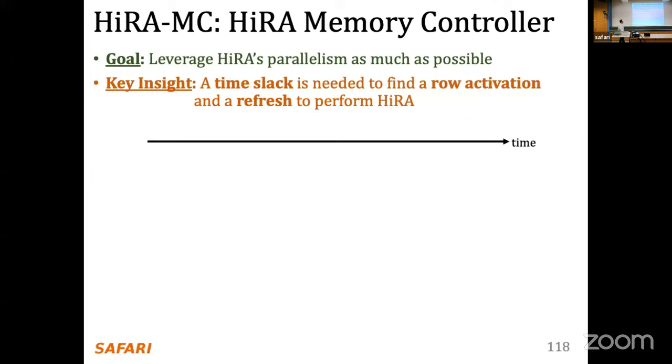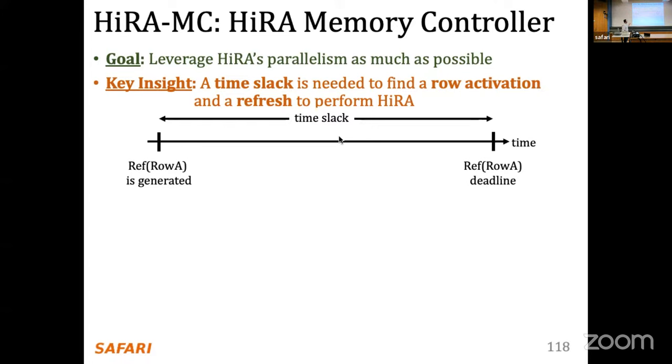How HERA MC performs this is that this is a time scale, and it generates a refresh request for a given row, row A. When this refresh is generated, it is generated with a time slack. So you need to perform the refresh at this point in time. This is our deadline. We issue that refresh a bit in advance with some time slack. And during this time slack, the memory controller performs different row activations for serving upcoming memory requests, right?